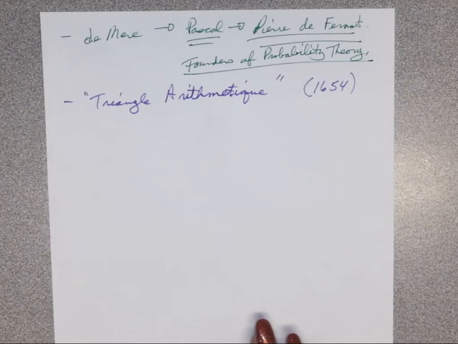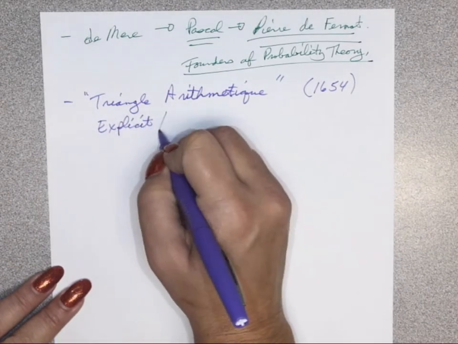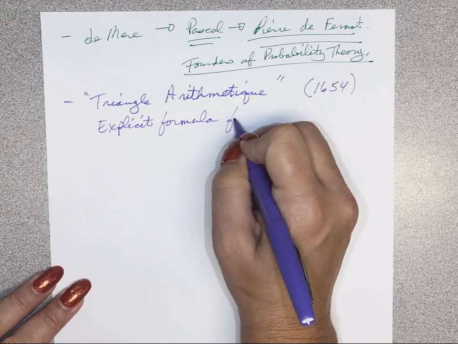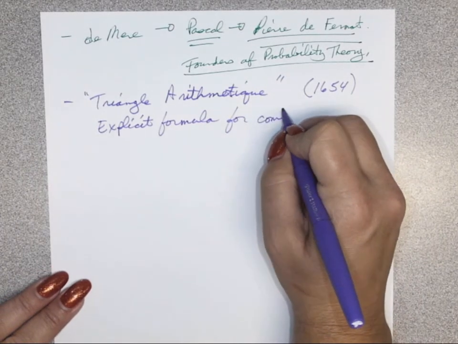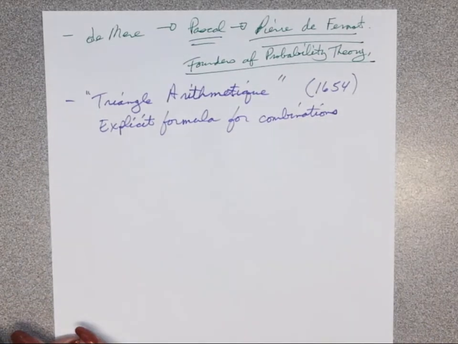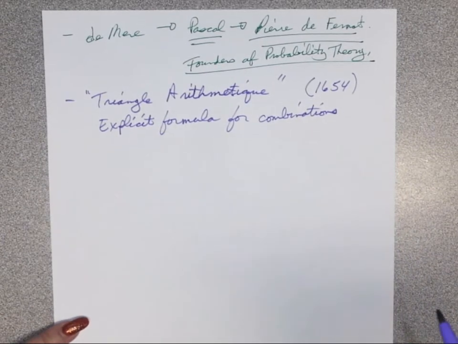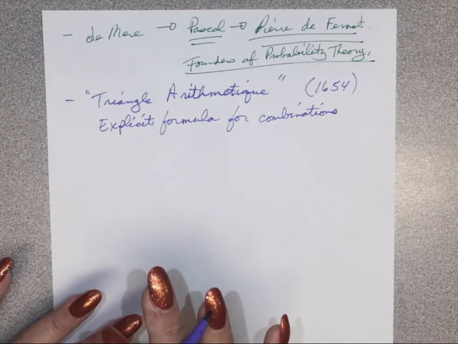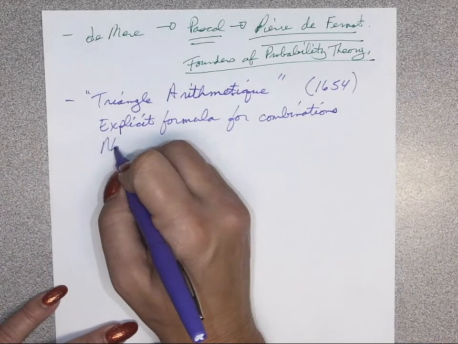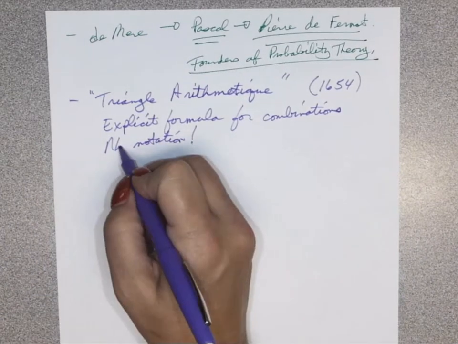But he writes this, and in it, he kind of comes up with an explicit formula for combinations. How to find different combinations. What's the likelihood of this? What's the likelihood of that? And what we would call today, now he wrote in verbiage. He wrote it out in prose. He did not have the exact notation I'm about to use. So still no notation. So he doesn't get credit for that.